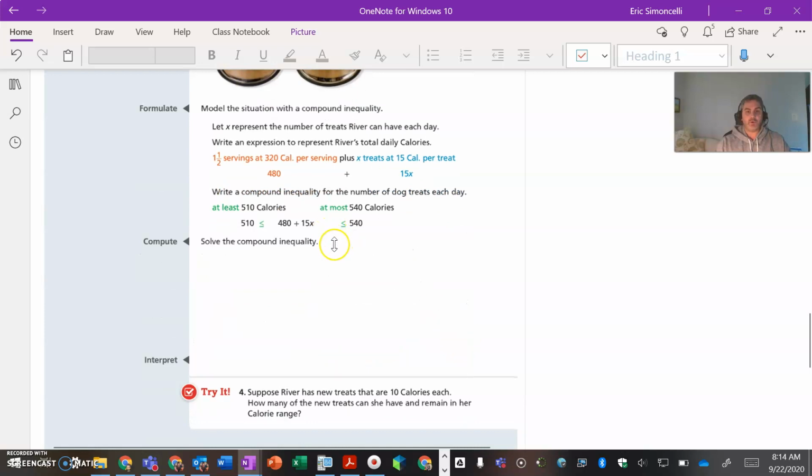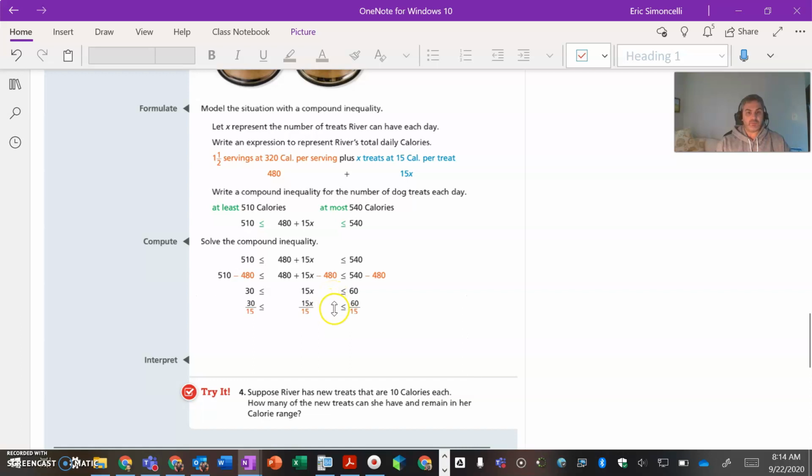Hopefully you agree that that's an "and" statement, but almost, in the sense that we're going to finalize it by solving it. So let's solve it. We're going to subtract 480. So you subtract 480 from the middle expression and everywhere you see numbers, on the left side and on the right side. So you've got 30, which is less than or equal to 15x, which is what's left, and that's less than or equal to 60, because that's that particular math.